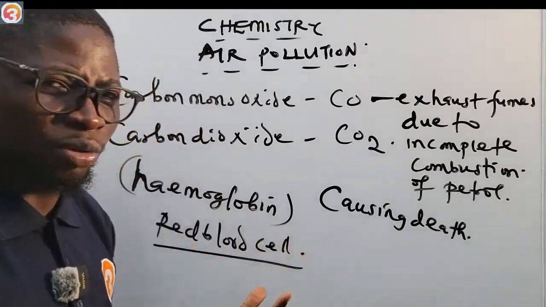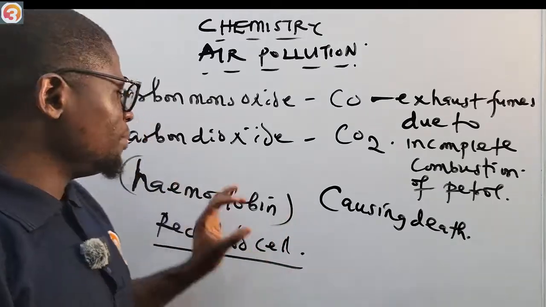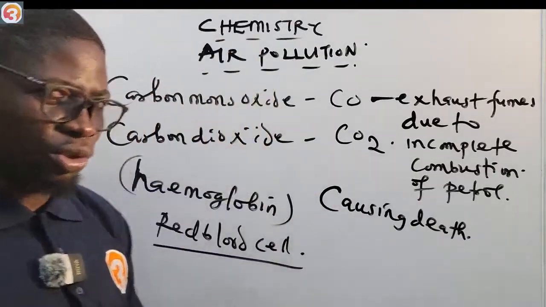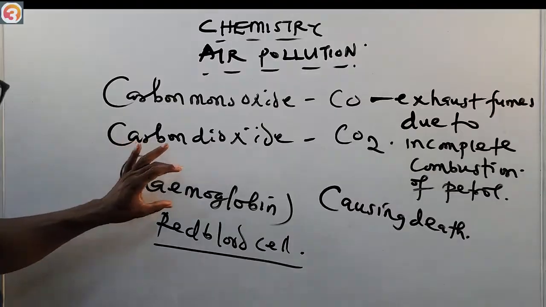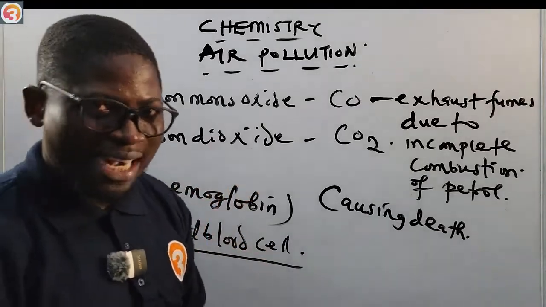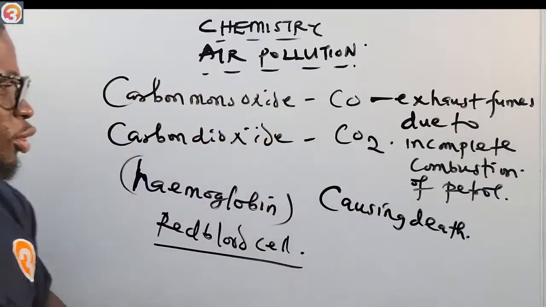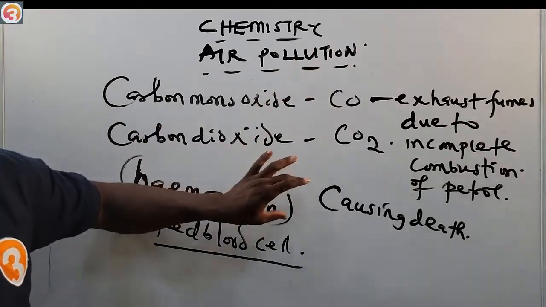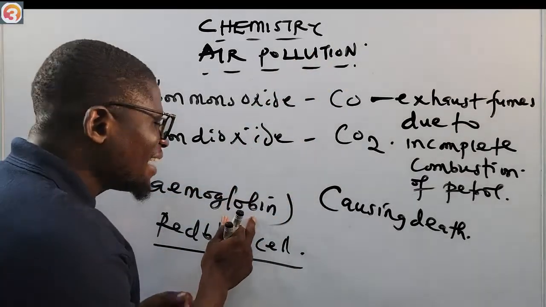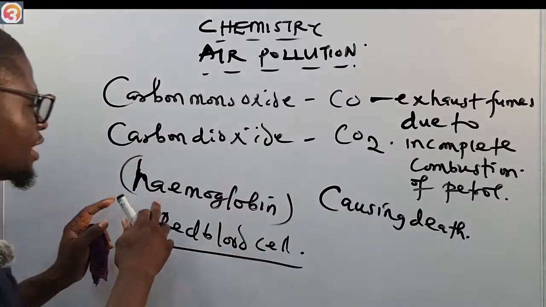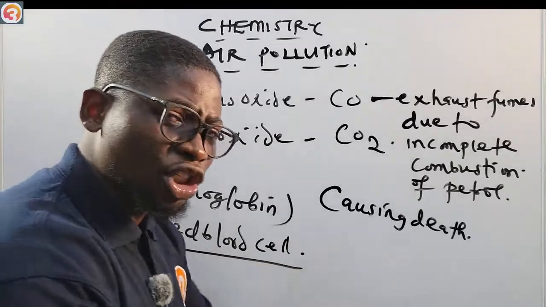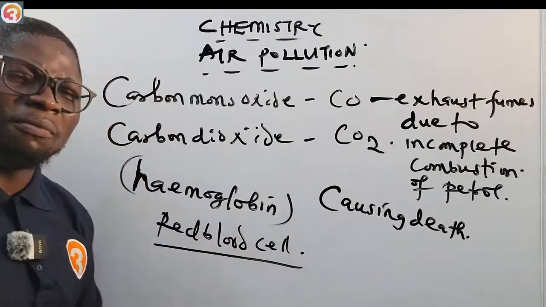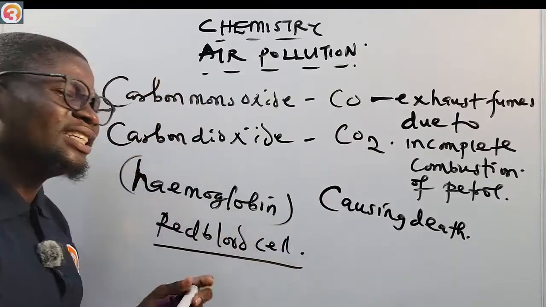What is the function of this hemoglobin? Hemoglobin is responsible for transporting oxygen to the tissues. So we need your hemoglobin to be in the right frame, if not, it will lead to death. Now when carbon monoxide mixes with hemoglobin in your blood, it will reduce the oxygen carrying capacity of this hemoglobin. The function of hemoglobin is to carry oxygen to your tissues, but once carbon monoxide combines with hemoglobin, it reduces its oxygen carrying capacity.